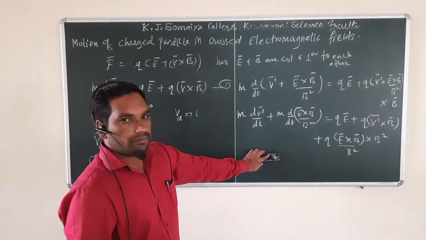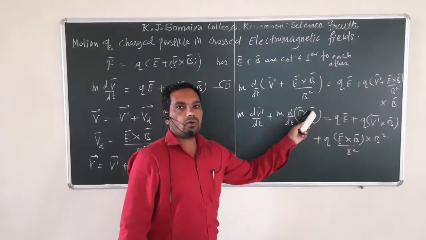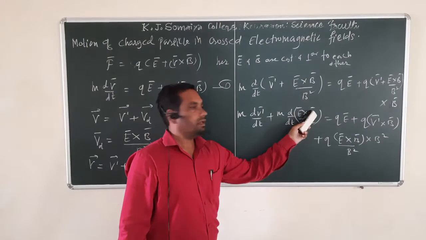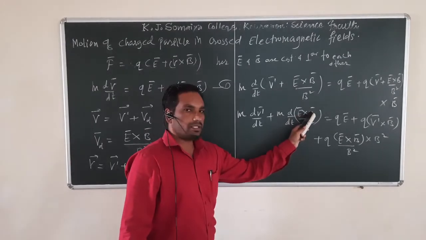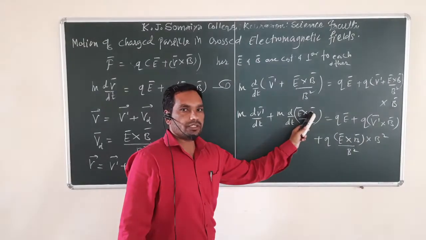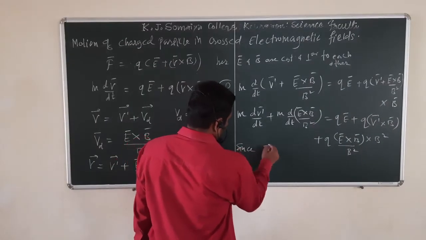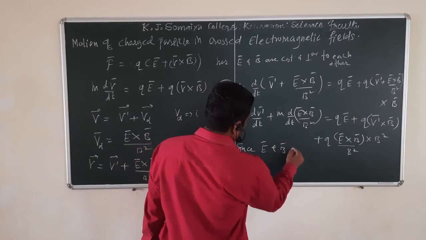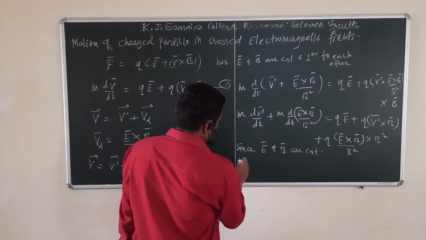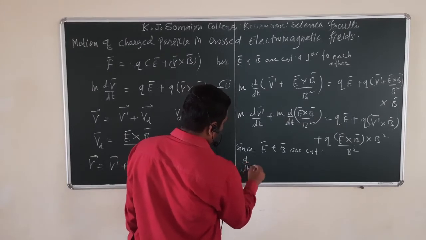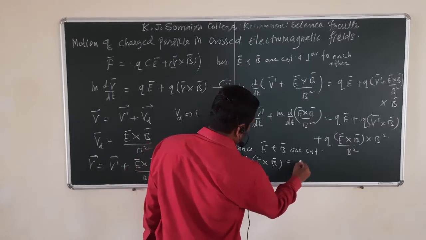Now we know that the electric field and magnetic field are constant in time. If we take the derivative of these quantities which are constant in time, the derivative of a constant term is always 0. Since vectors E and B are constants, d/dt of E × B is 0.